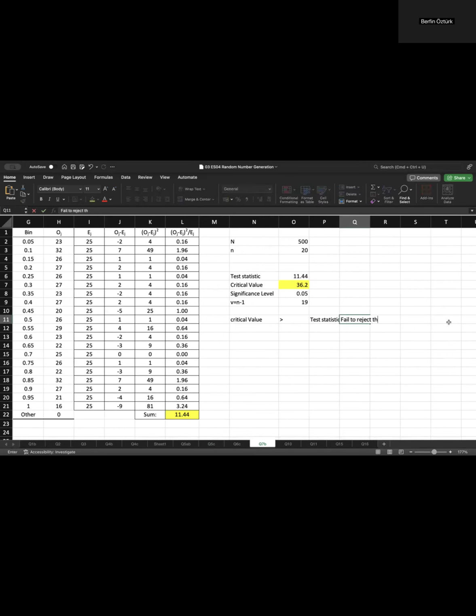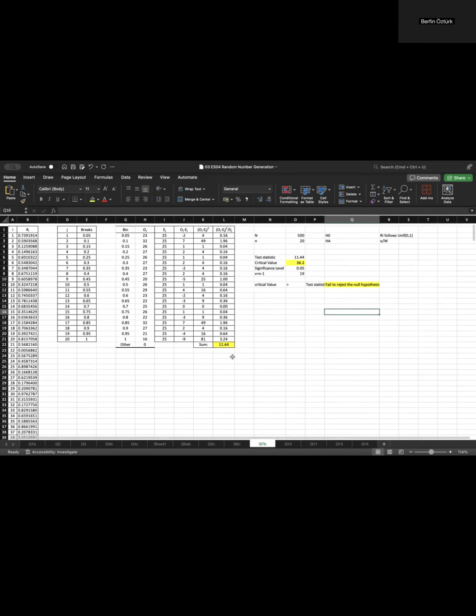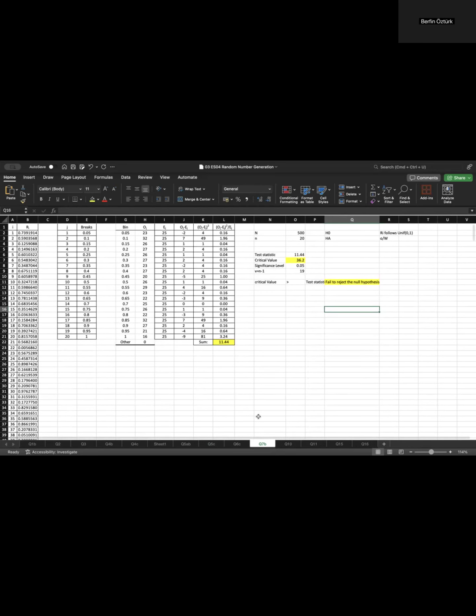And do not forget, at first you are writing the null hypothesis. What is the null hypothesis? It is that the sample follows a uniform distribution. And the alternative hypothesis is that it otherwise does not. Okay, this was the end of question 7, I guess. Let's stop.